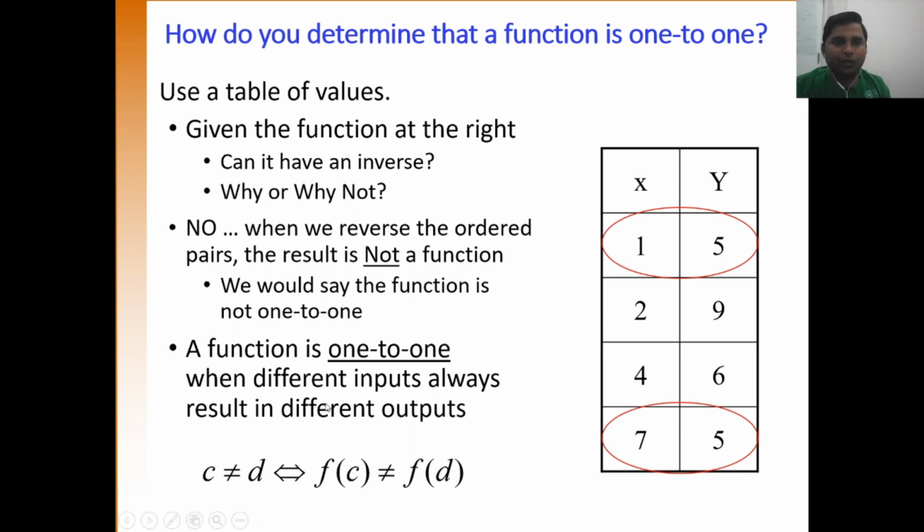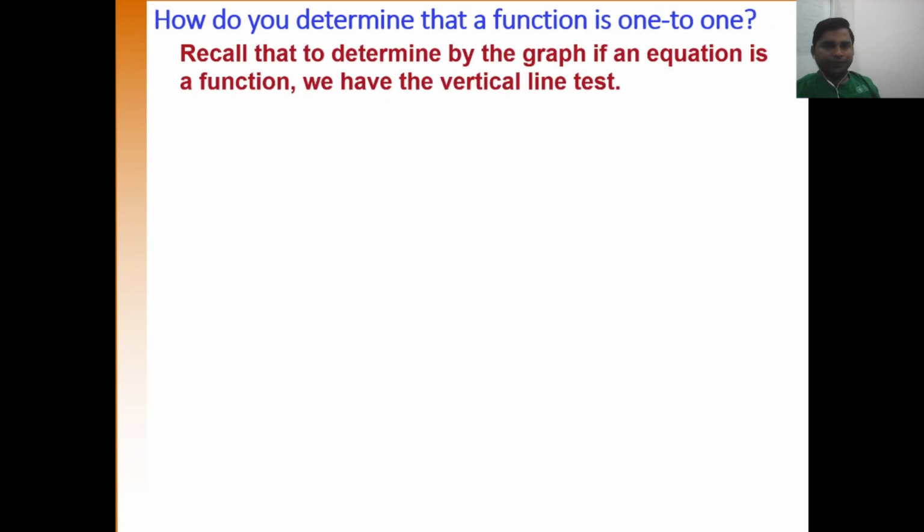A function is one-to-one when different inputs always result in different outputs. So if c not equal to d, then f(c) not equal to f(d). I explained this concept in the class. So I hope you remember that if c is not equal to d, it means, say, 1 and 7 are not equal, then the function values should not be equal. Then it is one-to-one. But in this case, 1 and 7 are not equal, but the corresponding function value is equal. That's why it's not a one-to-one function.